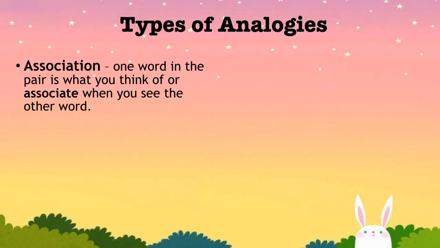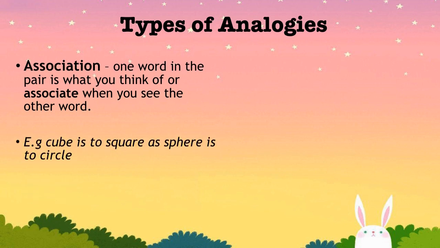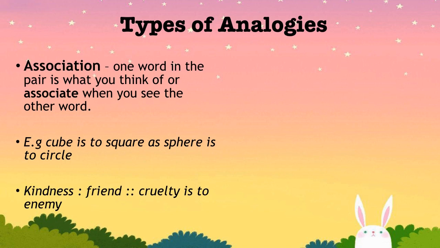Another type of analogy is association. This is when one word in the pair is what you think of or associate with when you see the other word. For example, cube is to square, as sphere is to circle. Kindness is associated with friend. Cruelty is associated with enemy.